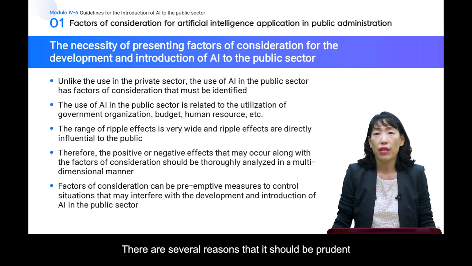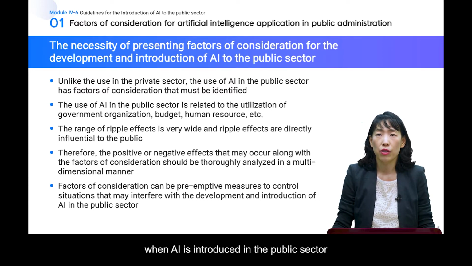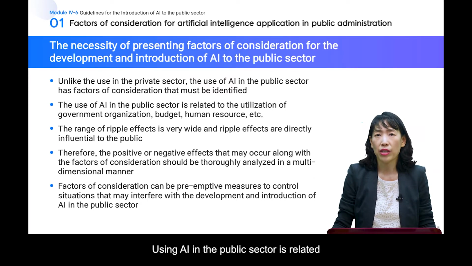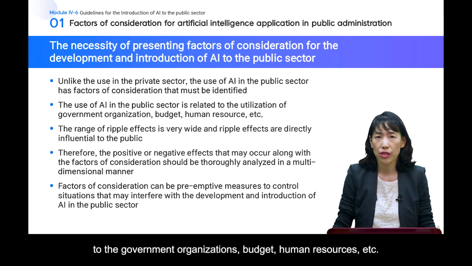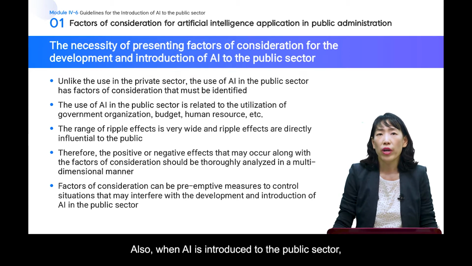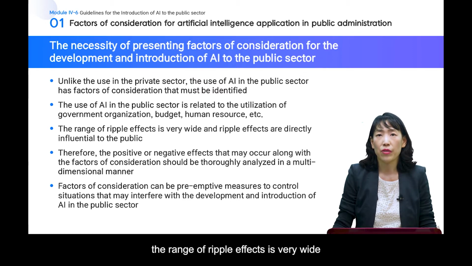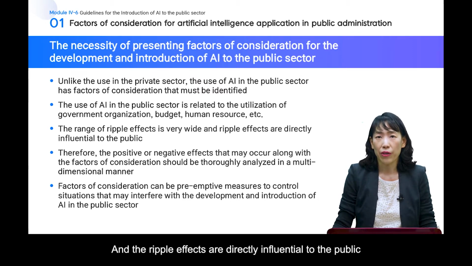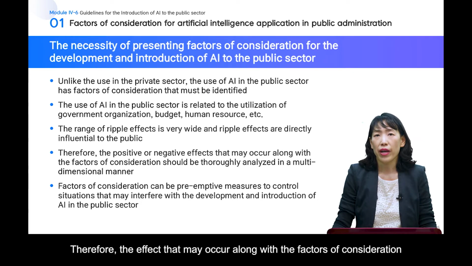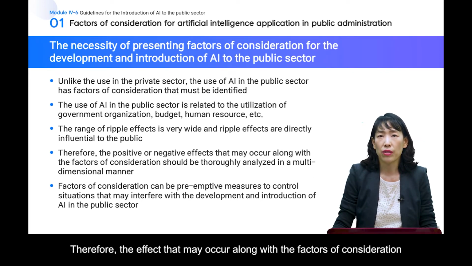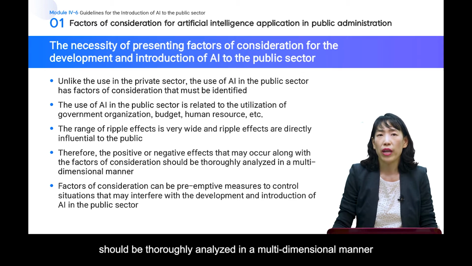There are several reasons that we should be prudent when AI is introduced in the public sector. Using AI in the public sector is related to governmental organizations, budget, human resources, etc. Also, when AI is introduced to the public sector, the range of effects is very wide, and the effects are directly influential to the public. Therefore, the effects that may occur along with the factors of consideration should be thoroughly analyzed in a multidimensional manner.